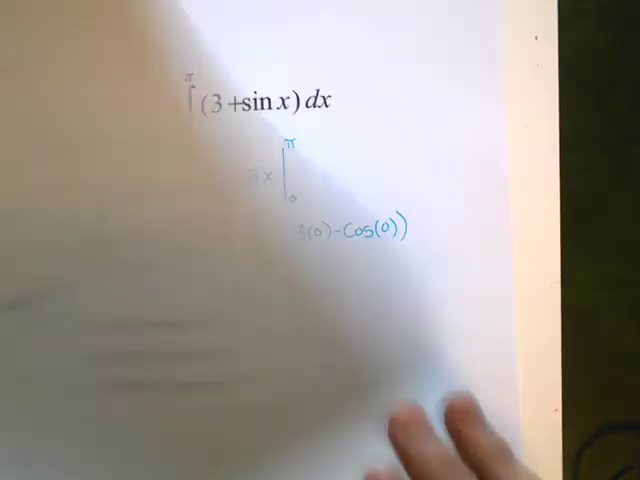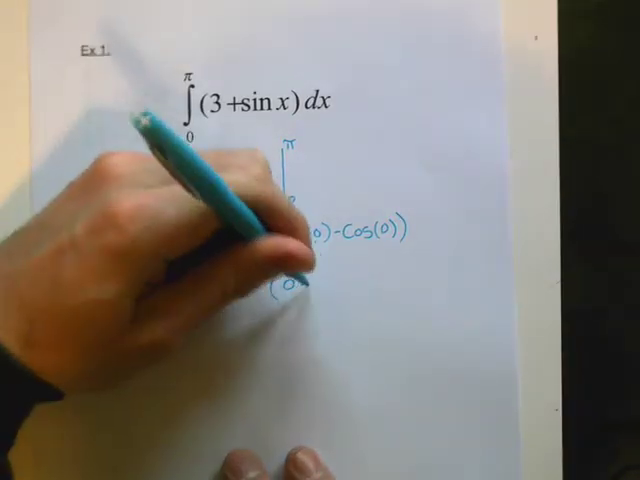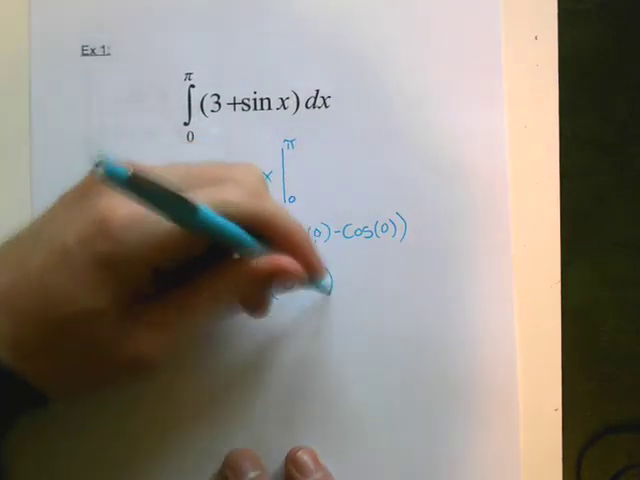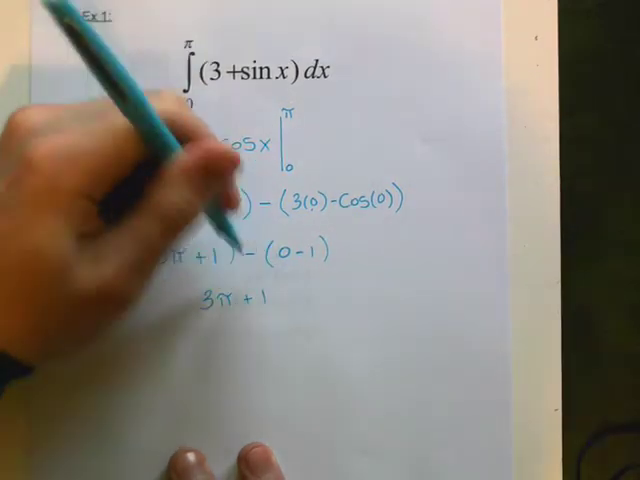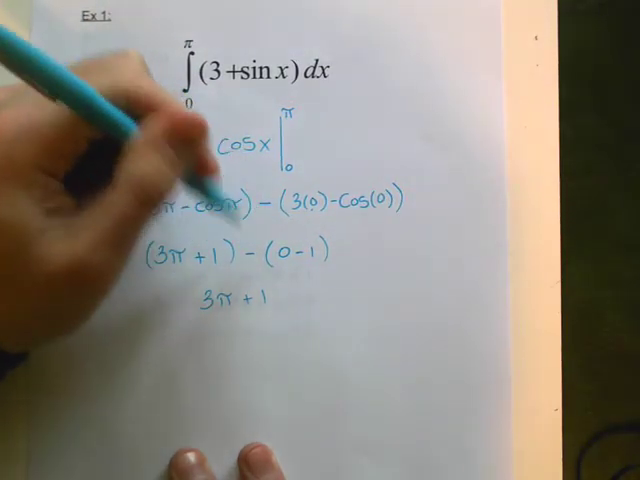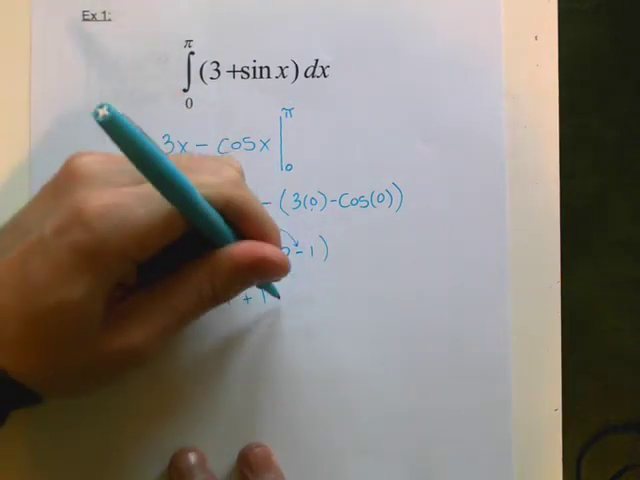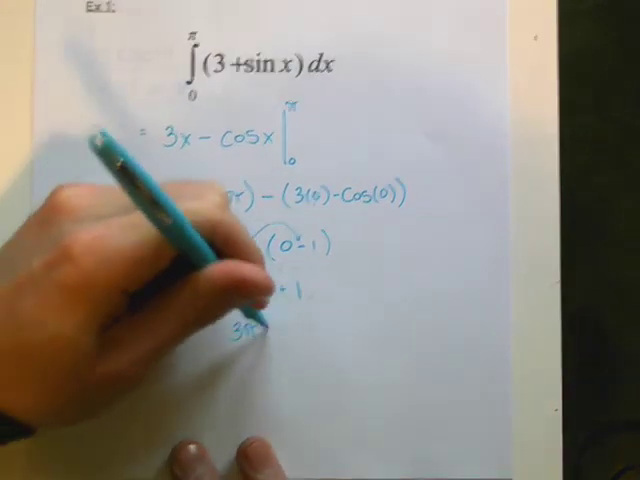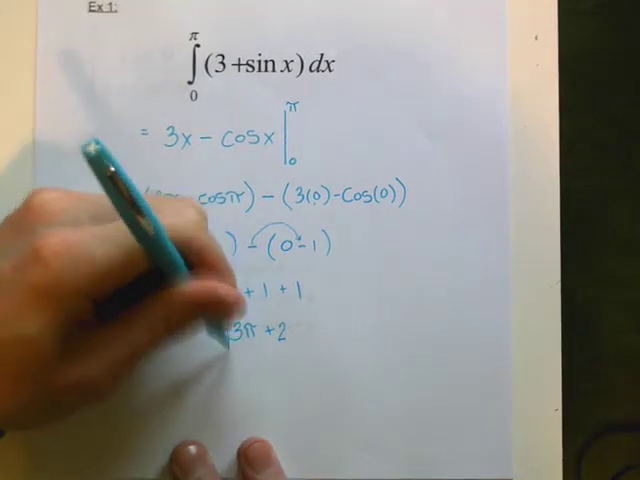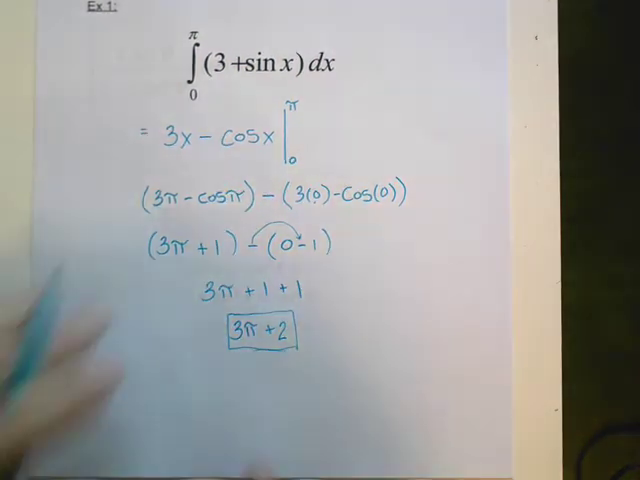Cosine 0, okay, let's go back to our unit circle. Our x value at 0 is 1, so -1, okay? So what this really turns into is 3 pi plus 1, and then if I distribute this minus sign, minus a negative would be +1. So it's going to come out to 3 pi plus 2. Okay, there's no further I can go with that. That's my final answer. Okay? All right, let's go to the next one.